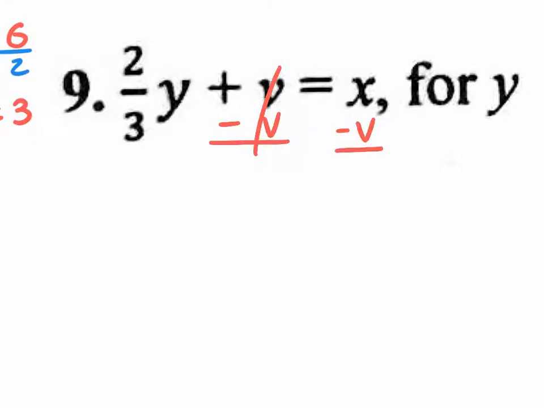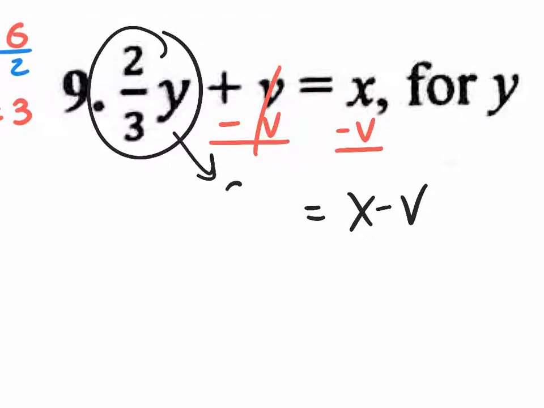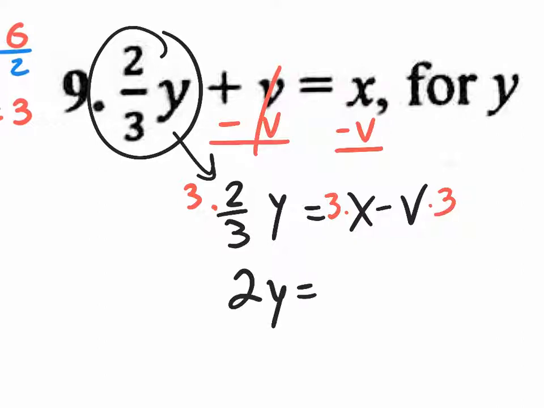I cannot subtract x take away v, so I'm just going to rewrite it. So I'm going to have the equal sign. I'm going to have x take away v on the right side. And on the left side, I bring down the 2/3 y. Now, if you don't want a fraction, simply get rid of it by multiplying everything by the denominator 3. So you're going to multiply this by 3, the x by 3, and the v by 3, everything by 3. So if I multiply everything by 3, it will be 2y equaling 3x minus 3v.